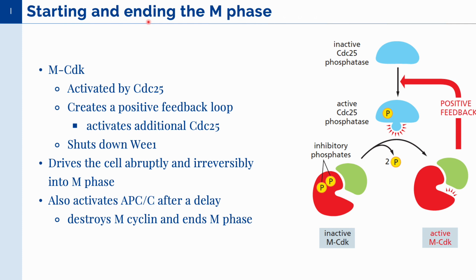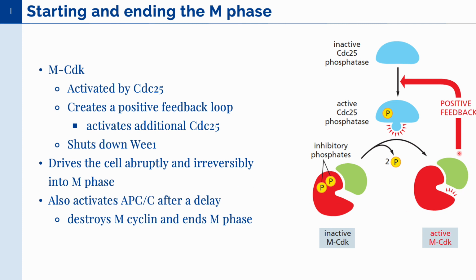Finally, let's talk about how the cell can start and end the M phase. This is actually very straightforward because it only depends on one cyclin-CDK complex called mCDK. From the previous slides, we learned that in order for mCDK to work, it first has to be activated by the protein CDC25. Once it is active, it creates a positive feedback loop, and this creates even more CDC25. And this keeps going on and on until it drives the cell abruptly and irreversibly into the M phase.